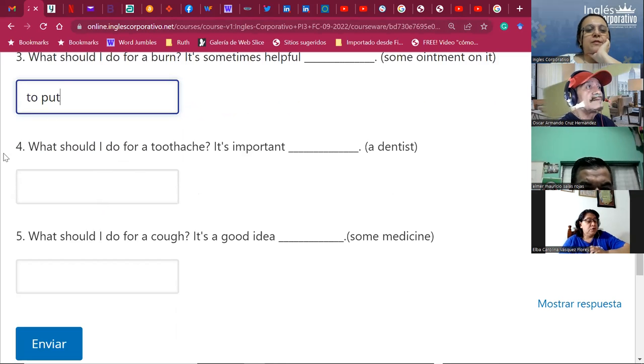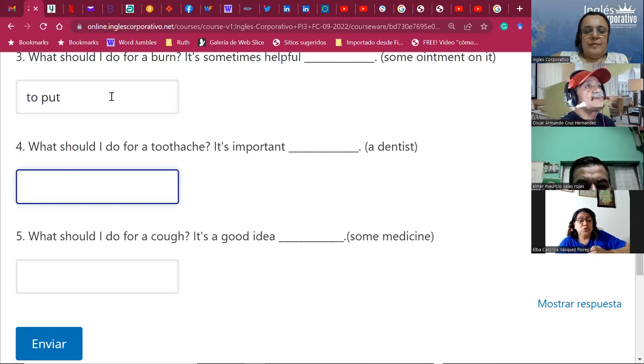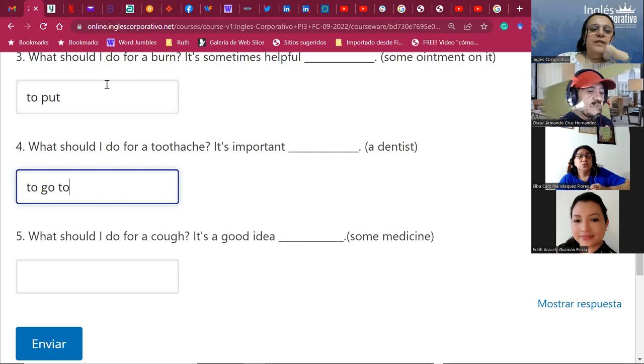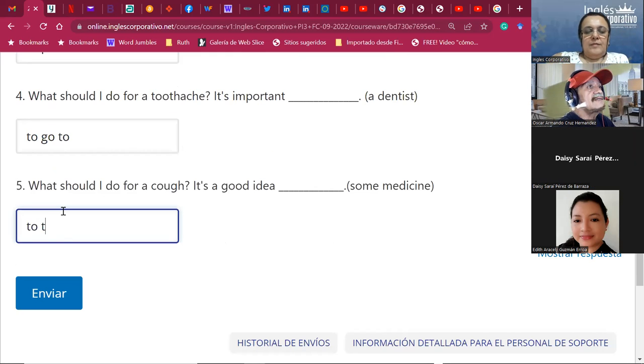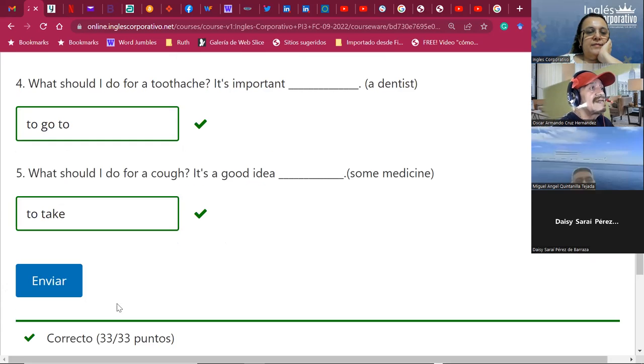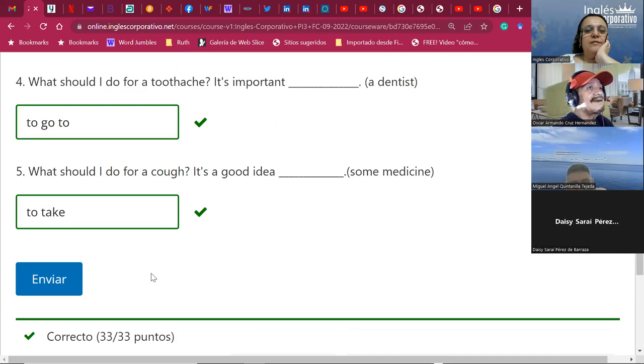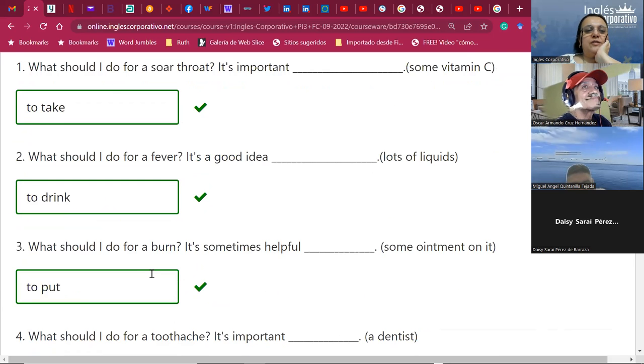Now, number 4. Please read the question and the answer. It's important to go to a dentist. Okay. What should I do for a cough? It's a good idea to take some medicine, okay? All of you have the answers or do you want to copy it?